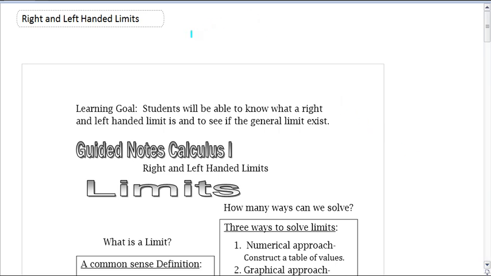Okay, in this video we're going to take a look at right-hand and left-hand limits. So let's go ahead and start.